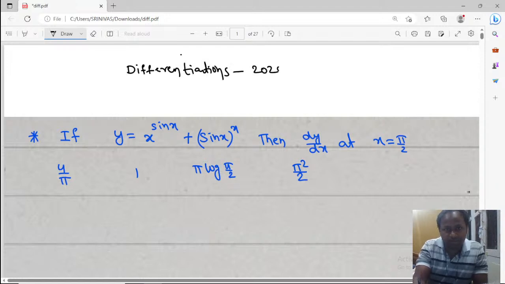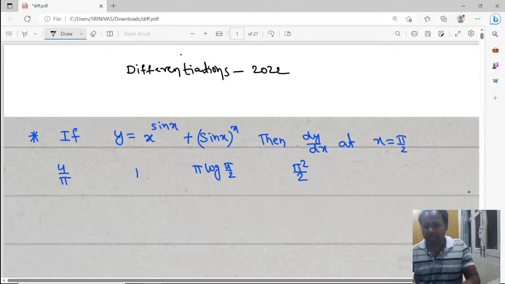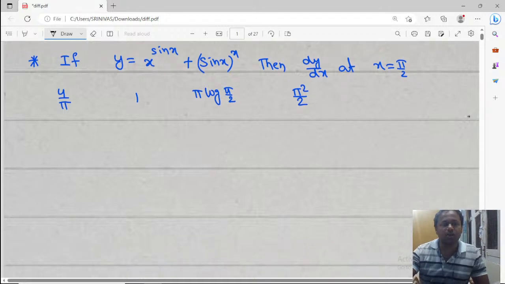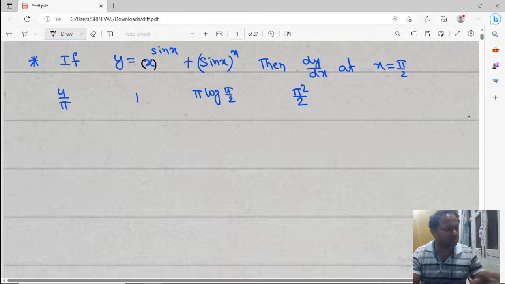Questions from 2022. So how to solve this? Okay, so this is the question. y is equal to x power sin x plus sin x power x. So these are the problems. How can we do those problems?